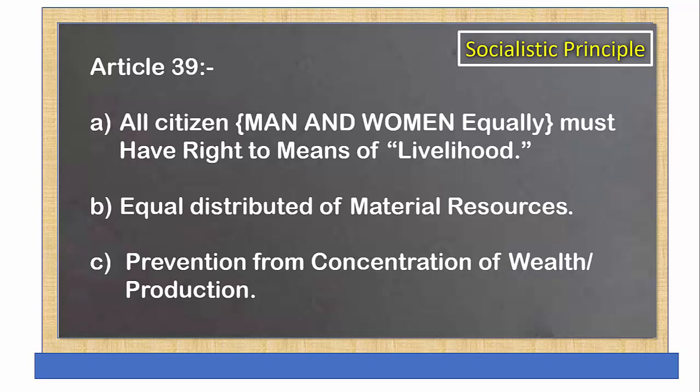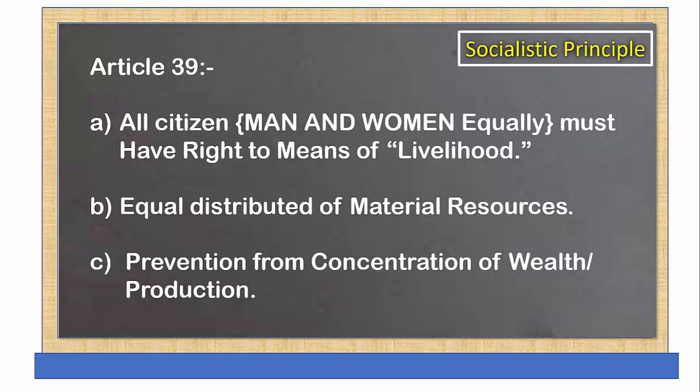If I move to Article 39, all the citizens, including men and women equally, याद रखना, दोनों को बराबर, must have the right to means of livelihood. Article 39 clause b says equal distribution of material resources. Few people have already consolidated the material resources of the country, and these should be equally distributed to all according to Article 39 clause b, है ना.